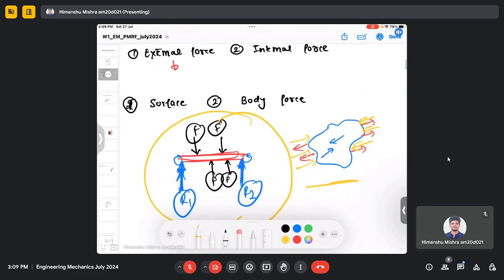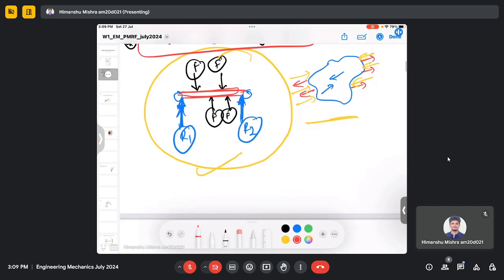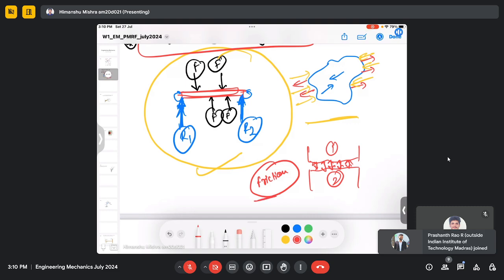Now, similarly, we can differentiate the surface and the body forces. As the name suggests, surface forces occur when there is a contact of two areas. For example, this is my body 1 and this is my body 2. When the contact occurs, there will be a force generated due to this contact, and it could be a friction force or it could be a normal pressure force. So these are examples of surface forces. And one of the most common types of force, like the friction force, is what we will mostly be talking about in this course as a surface force.